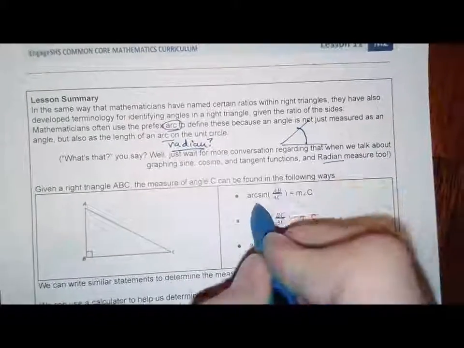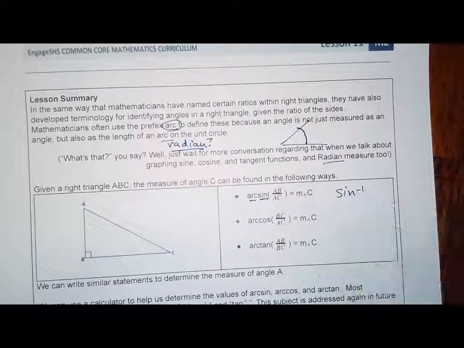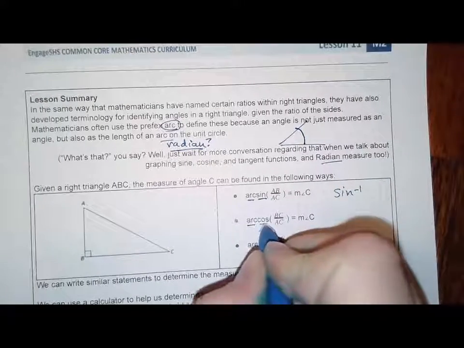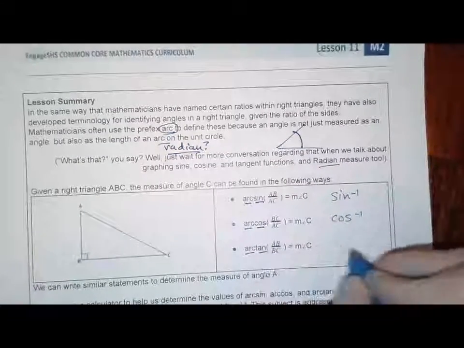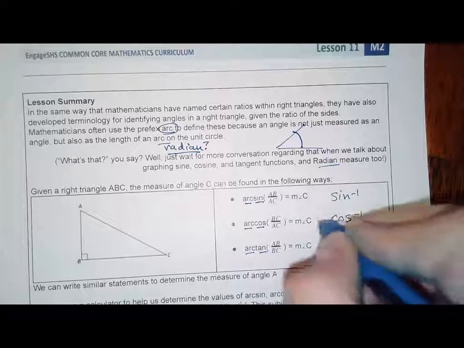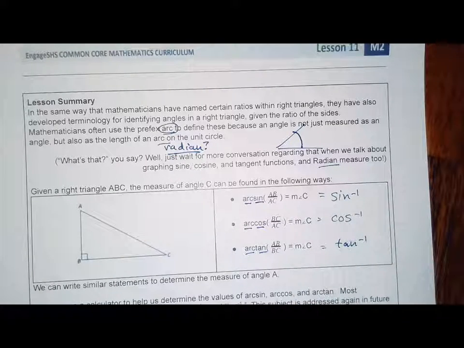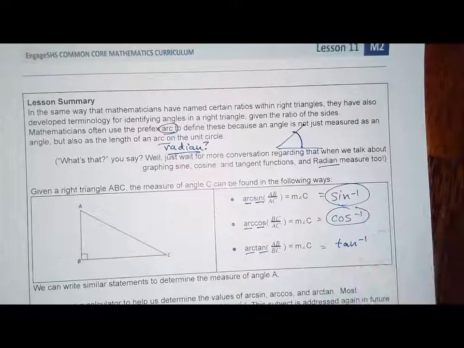But we might use arc sine instead of sine inverse. We might say arc cosine instead of cosine inverse, and arc tangent instead of tan inverse. These are the exact same things. It's just terminology that one mathematician might use at algebra 2 and terminology that a mathematician might use for geometry, but they do the same work. And in your calculator, this is just easier to put into a button.